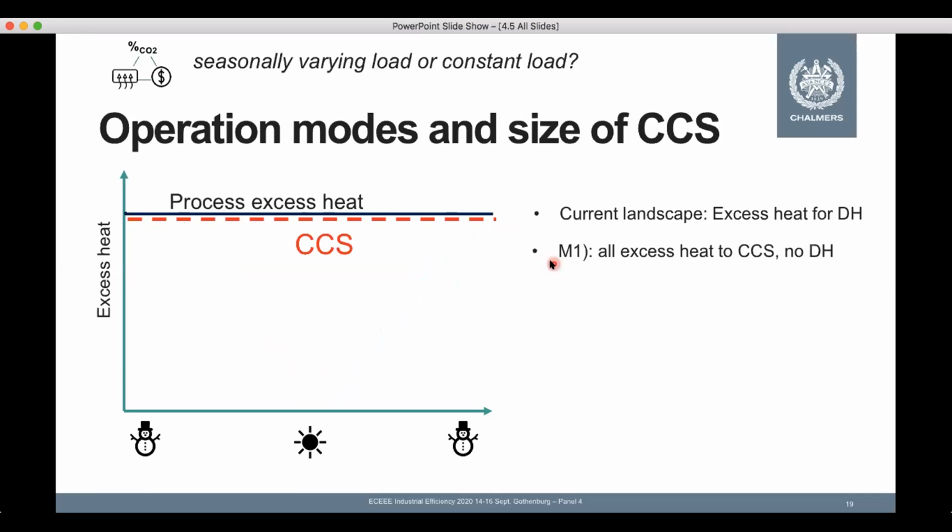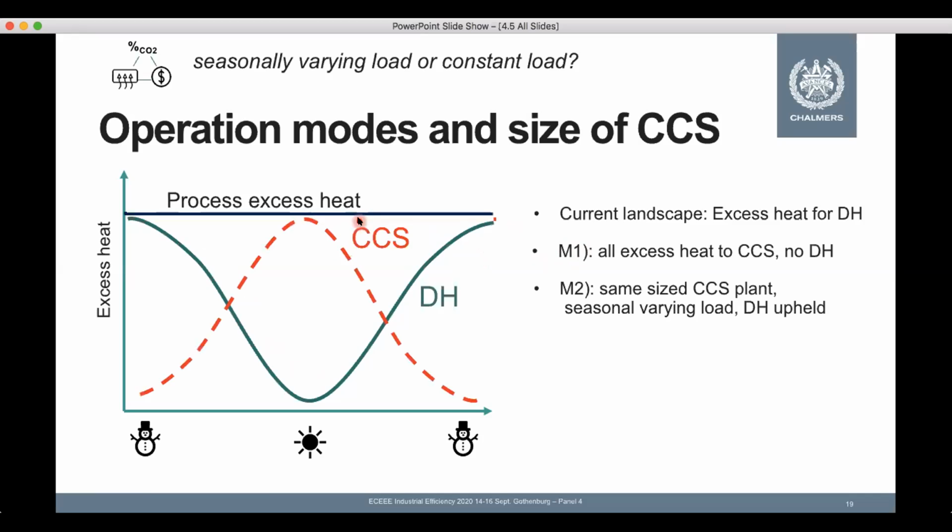One option is to get rid of all the district heating supply, deliver no heat to district heating, and supply all this heat to CCS. So you define a plant size of this size. The second option is to build a plant of similar size, but maintain the amount of district heat supplied to the district heating network.